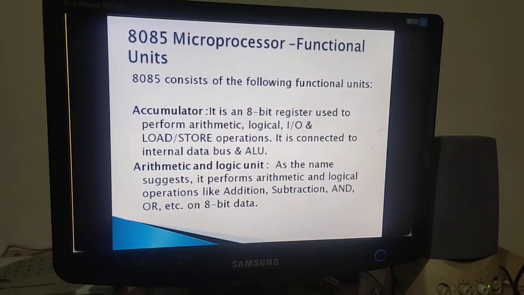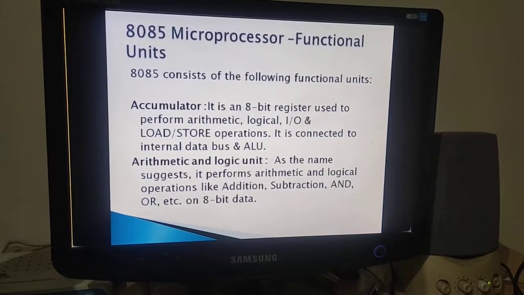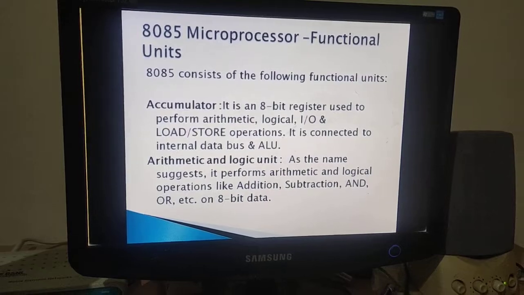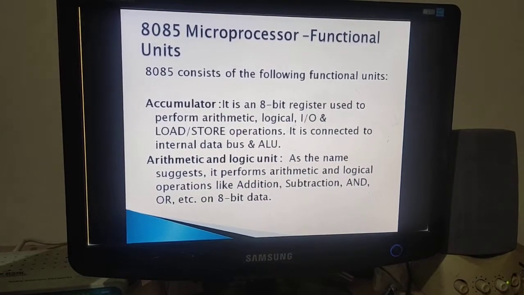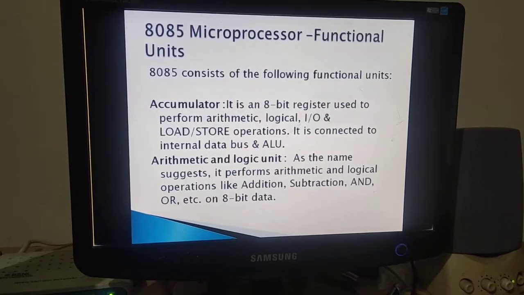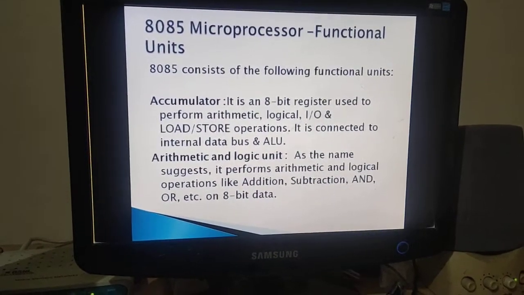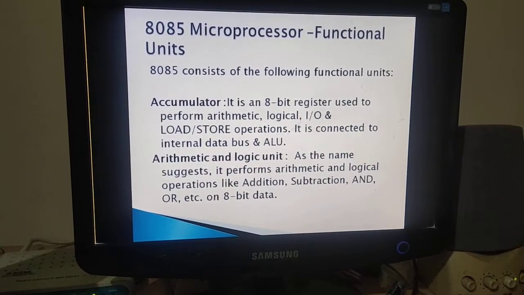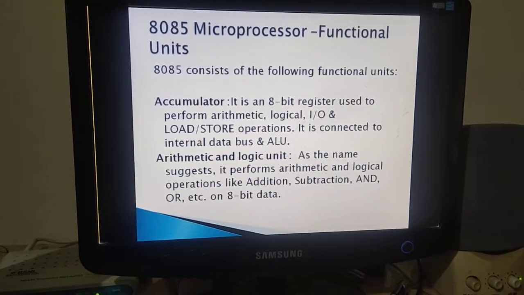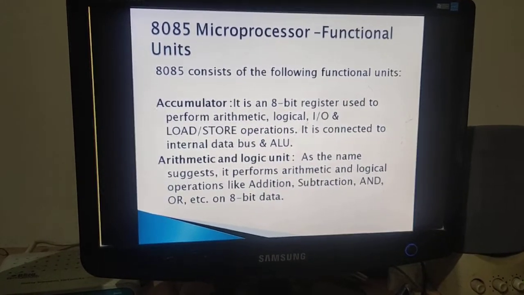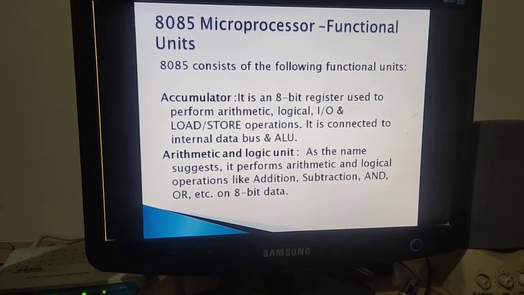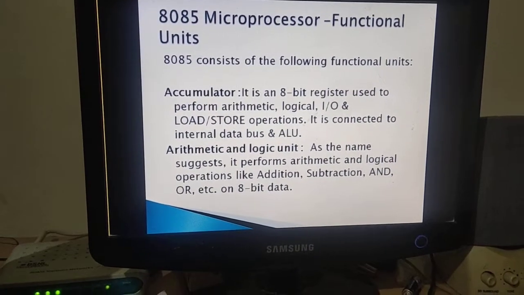When you talk about the different functional units of the 8085 microprocessor, it comprises the following functional units. Accumulator: it's an 8-bit register used to perform arithmetic and logical, input, output, load or store operations. It is connected to the internal data bus and the ALU, and it is where all the arithmetic operations are performed and the results are stored.